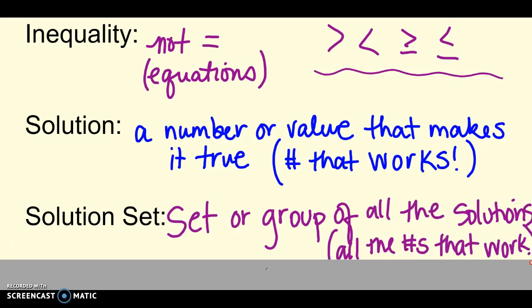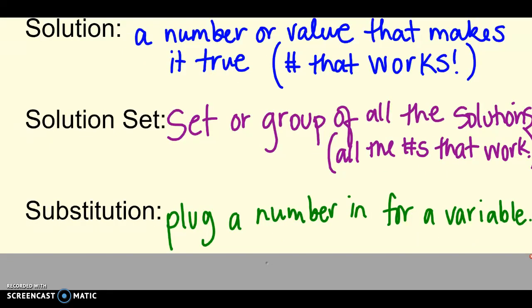The next one is a solution set. So now with inequalities, you might get more than one number that works, or a whole set or group of all the solutions that work. So in inequalities, you'll get more than one answer that's a possible solution. So we just group them and say the whole set of all the numbers that work make up a solution set.